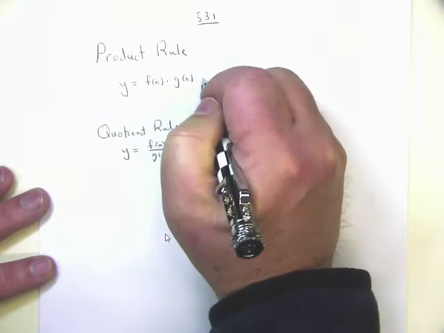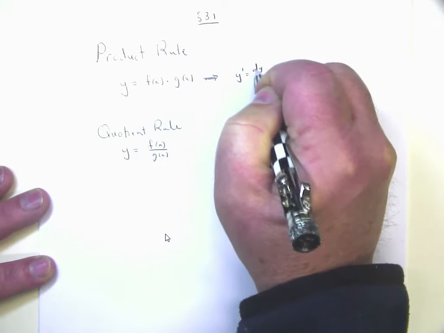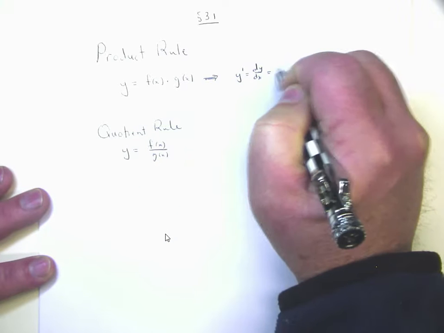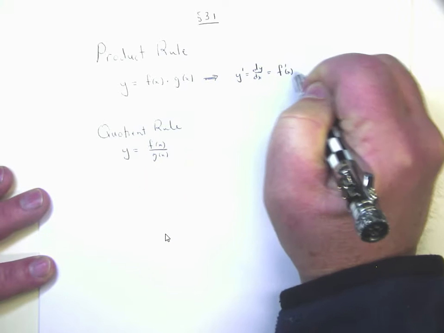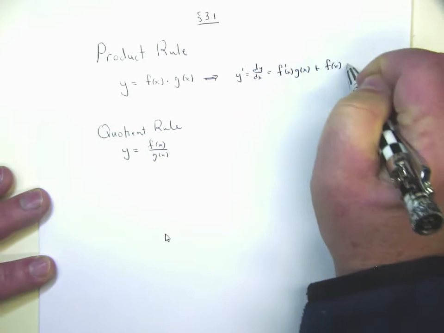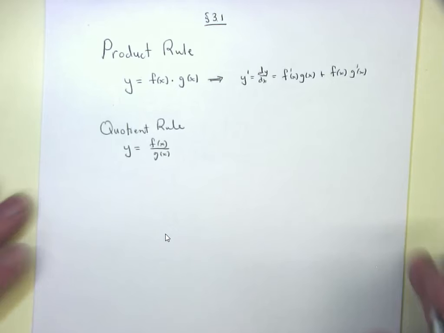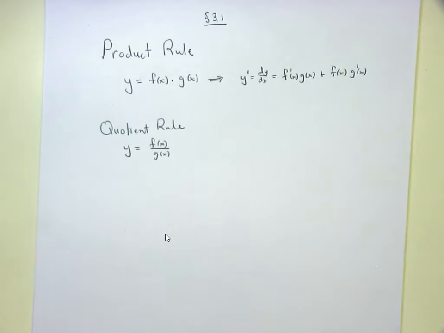And the product rule, when taking the derivative, y prime, or if you want, your dy over dx, is equal to f prime of x times g of x plus f of x times g prime of x. Now what I try to get you guys to do is memorize the words. Formula's nice, but the words help you so much more. It is the derivative of the first times the second plus the first times the second. That alternating derivative thing. That is the product rule.